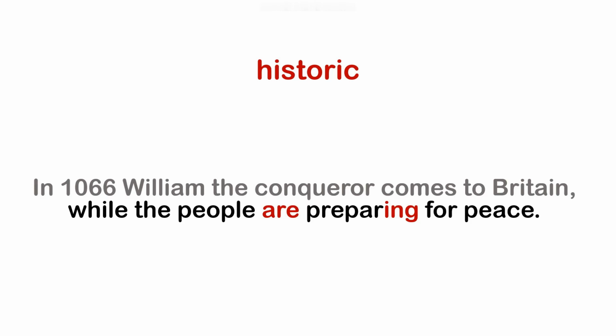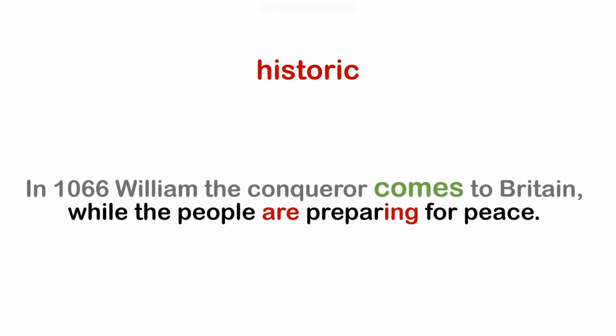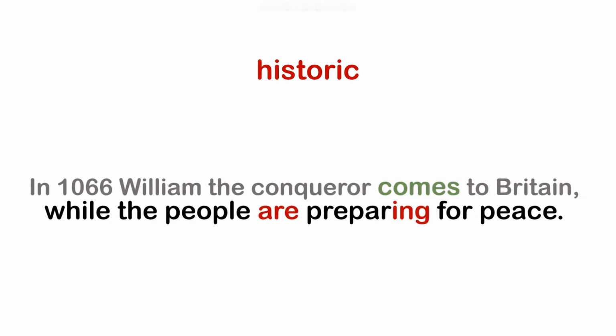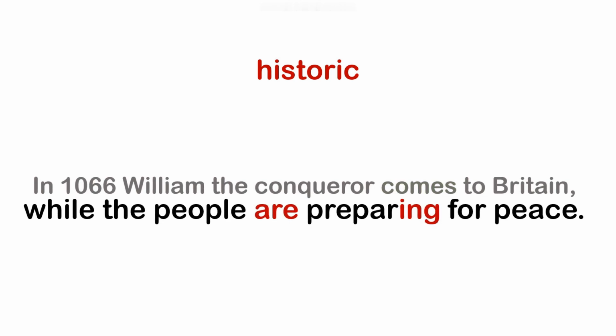Now, pay great attention. In the first part of the sentence, we have present simple. This is our indicator that we will use a present tense. However, in the second part of the sentence, we used present continuous because it is an action that was undergoing at that time. The people were preparing for peace when William came to England.